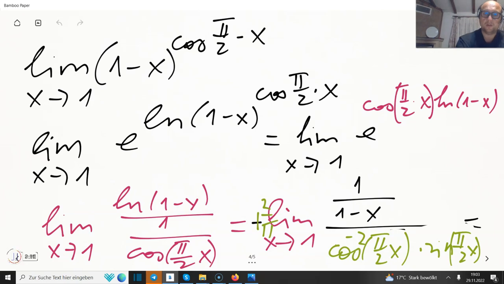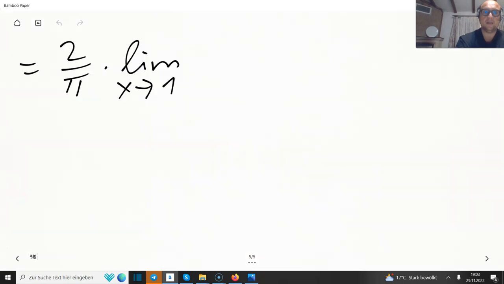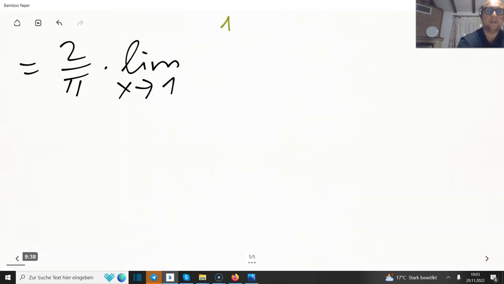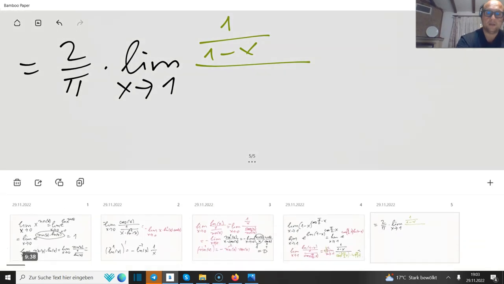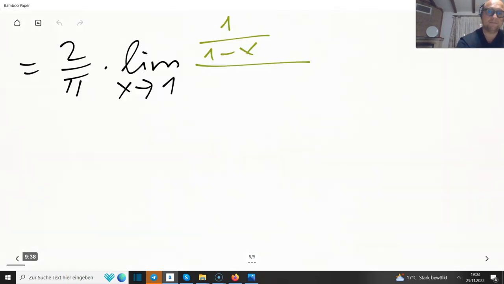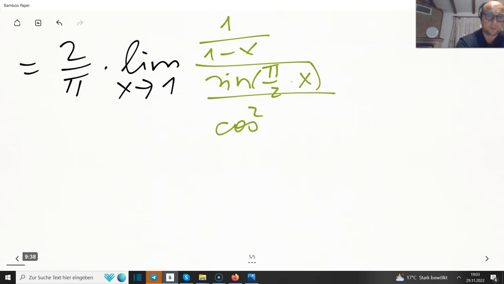All right, so let me try to put it correctly. First of all, 2 divided by pi is fine. Plus we got is fine as well. Then we have a limit x towards 1. Let me write it again, not to get confused. We keep this one the way it previously used to be. So now we have sine of pi divided by 2 times x, divided by the cosine squared of pi divided by 2 times x.